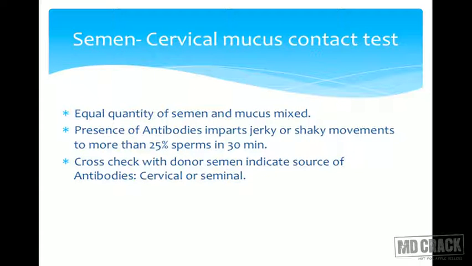Again, another test, that is the semen cervical mucus contact test. Equal quantities of semen and mucus are mixed. Presence of antibodies imparts jerky, shaky or rotatory movements to more than 25% of the sperms in 30 minutes. If it is not there, it is normal. You can again cross-check, or a control can be used where a donor semen is mixed with the cervical mucus. If the donor semen shows good sperm motility, that means naturally in the husband's semen there are antibodies, or there is a reaction between husband's semen and wife's cervical mucus.